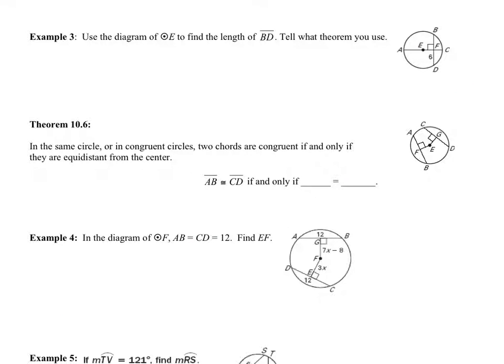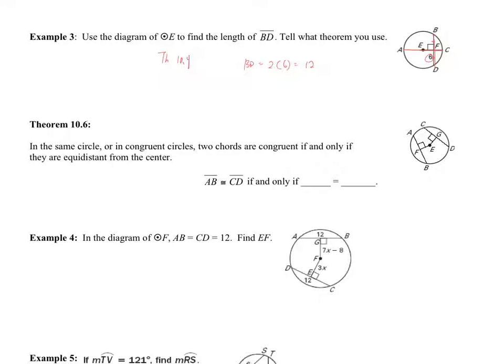Example 3. Use a diagram of circle E to find the length BD. Tell what theorem you use. So basically you have to use theorem 10.4. And because you have a diameter here, it must bisect this chord BD. And you're already given the length of 6, so BD must be double 6, which is 12.